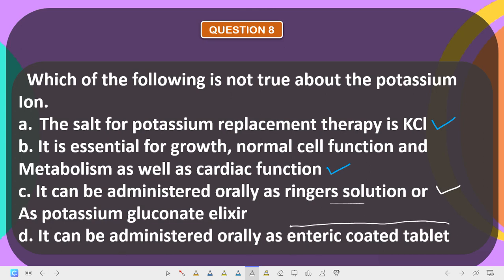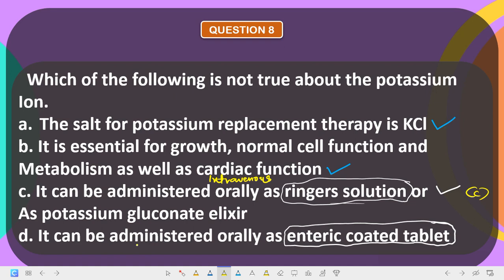No, it can be administered orally as enteric coated tablets. Are we getting it? A tablet that is coated, enteric coated tablets, and not as Ringer solution. Ringer solution is what? Intravenous. Had it been that this said it can be administered intravenously, then this option would have been correct. So it can be administered orally as Ringer solution is the wrong statement, and that is the correct choice because we are looking for the one that is not true. So we can say the correct answer is option C.